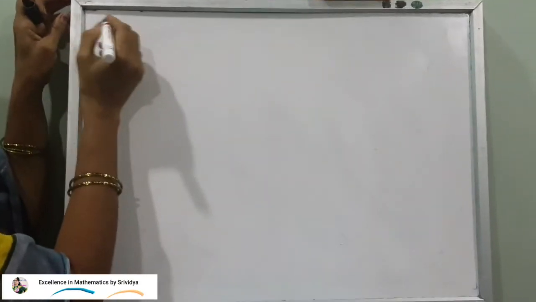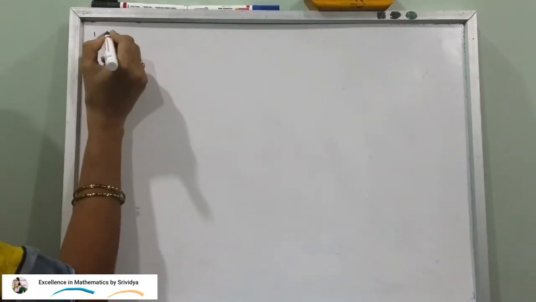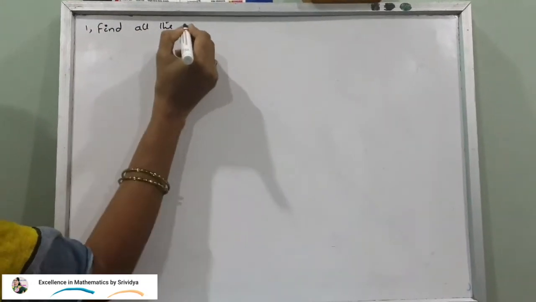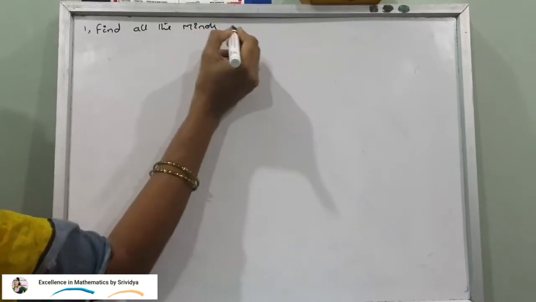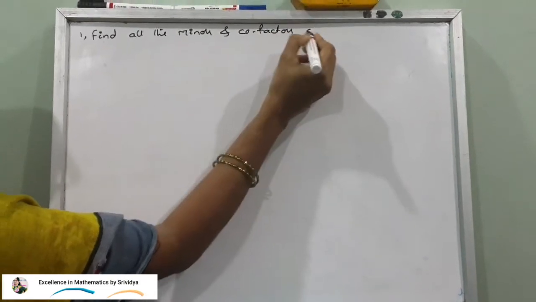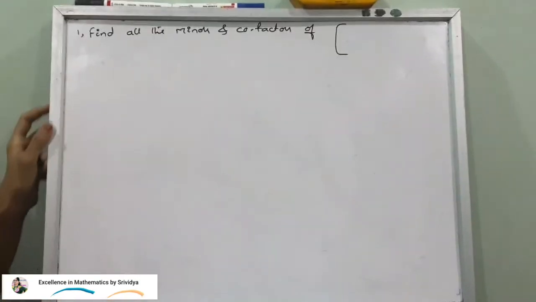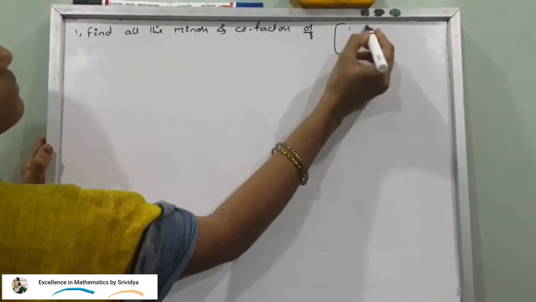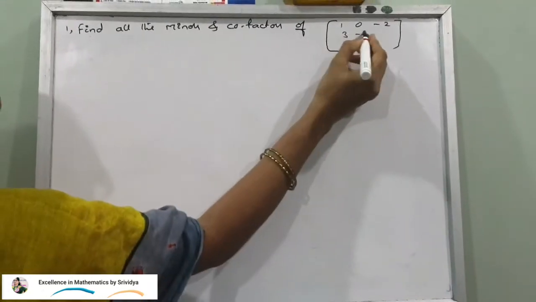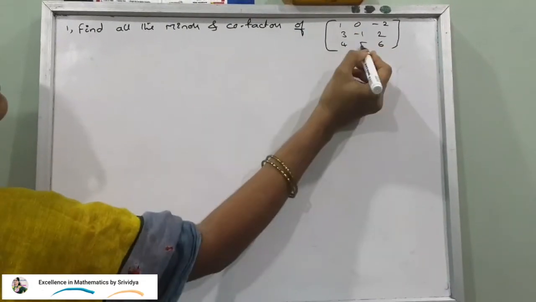We are taking an example on minors and cofactors. Find all the minors and cofactors of the 3 by 3 matrix: first row 1, 0, minus 2; second row 3, minus 1, 2; third row 4, 5, 6.